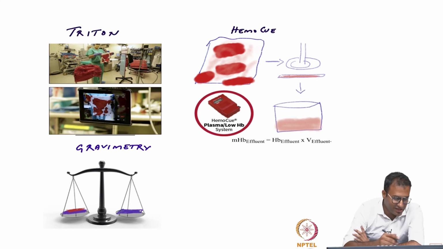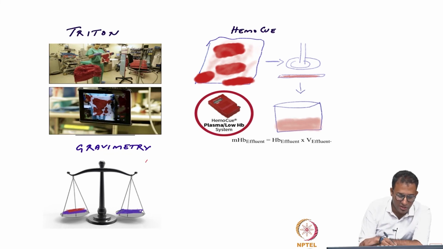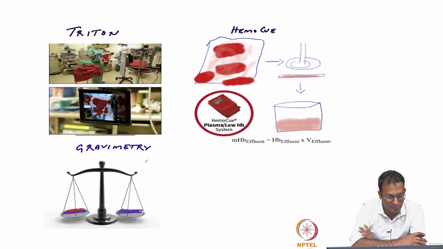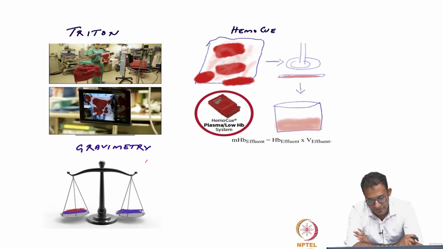The second method is gravimetry, basically where you measure the sponge before it encounters blood, and then you measure the sponge after it encounters blood, and then you try to estimate the hemoglobin loss.